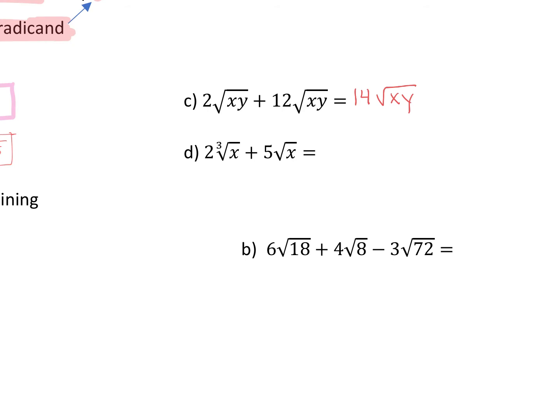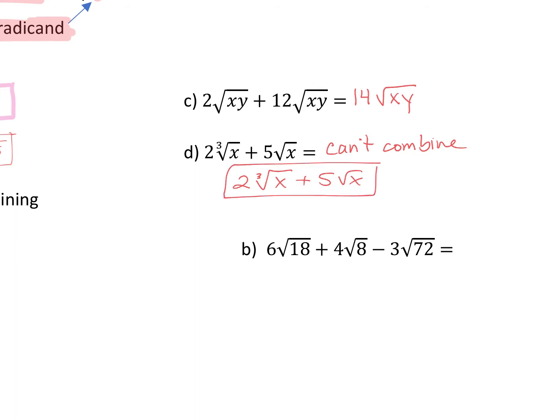Feels like a trick question, right? No solution. You can't do it. It's not technically no solution because we're not solving an equation, but you can't combine any of that. So your simplified expression is just how you see it. 2 times the cube root of x plus 5 times the square root of x. That's as simple as you can go with it.